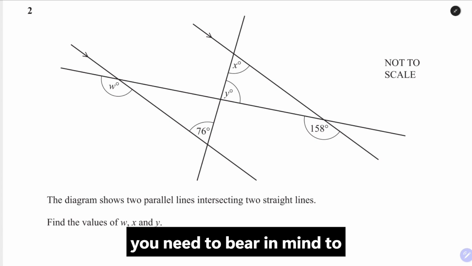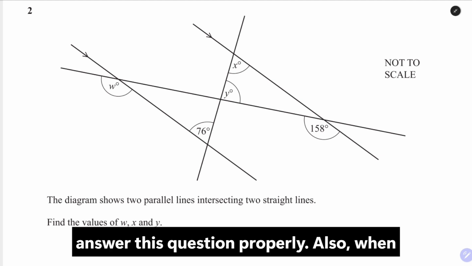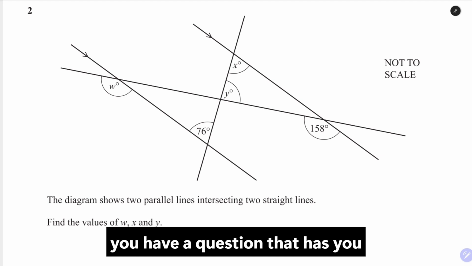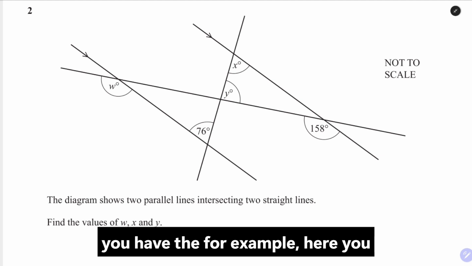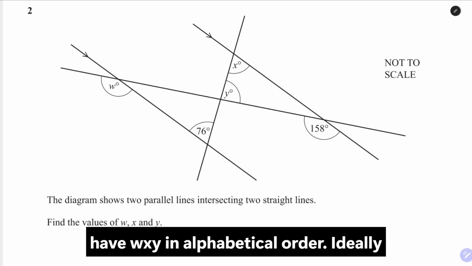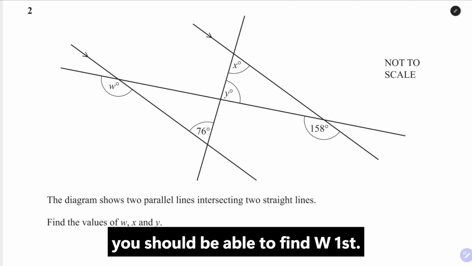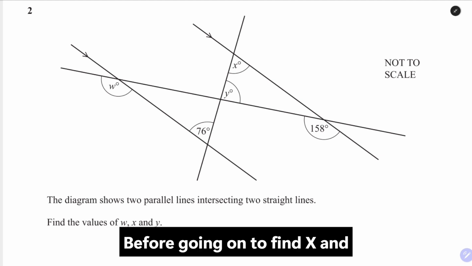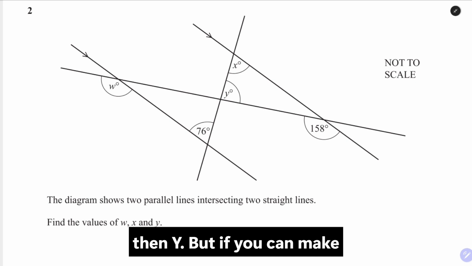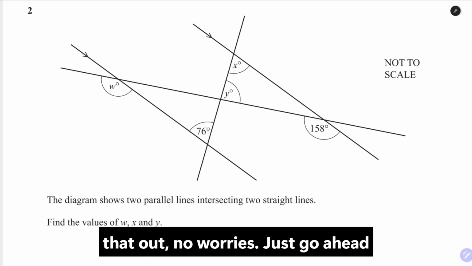question properly. Also, when you have a question that has you looking for 3 different angles, for example, here you have W, X, Y, in alphabetical order, ideally you should be able to find W first before going on to find X and then Y. But if you can't make that out, no worries. Just go ahead with it and attempt the question.